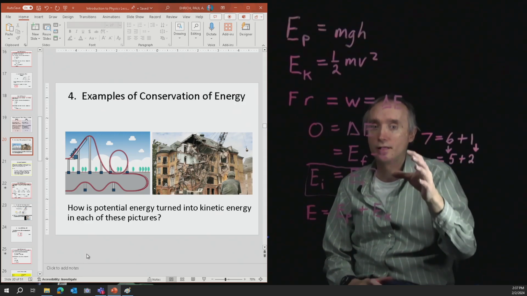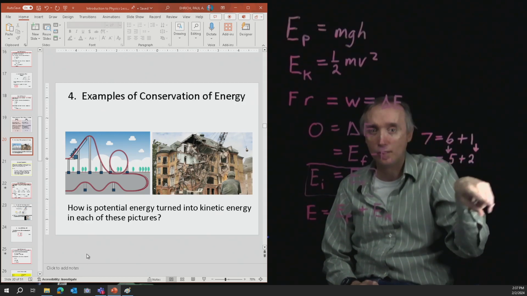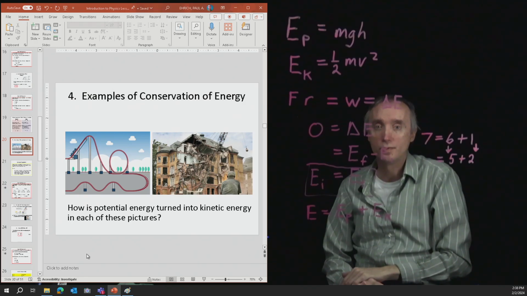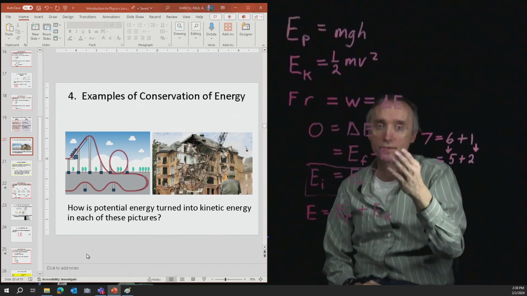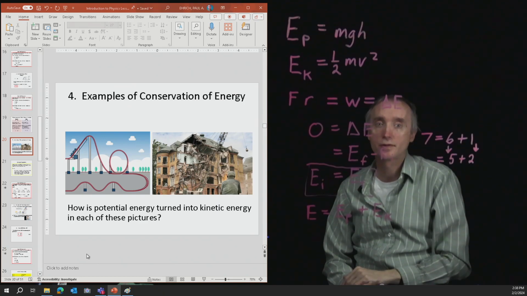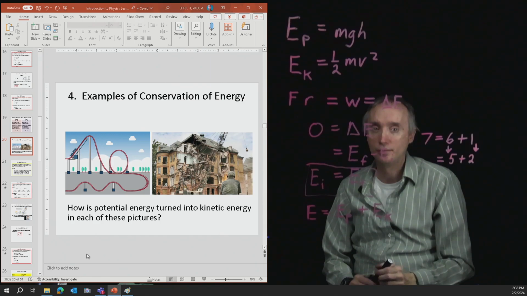So we're going to say that energy is being conserved anywhere along that amusement park ride. Now, what about the picture that's next to it? What do you think that's a picture of? That's a picture of a wrecking ball destroying a house.